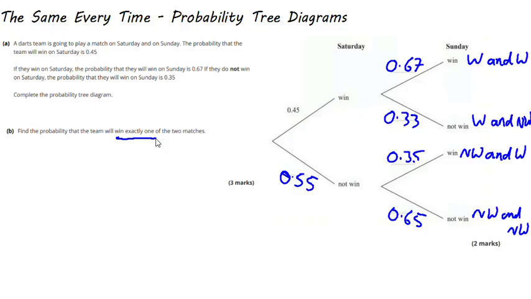It means 1. So we need to look down my list of outcomes here. So exactly 1 of the 2 matches. The first outcome, win and win, well, that's 2 matches, so that's not exactly 1. So exactly 1 would be this. Win and not win, that's exactly 1 win, and not win and win has exactly 1 win. The fourth option there, not win and not win, of course, doesn't have any wins at all.